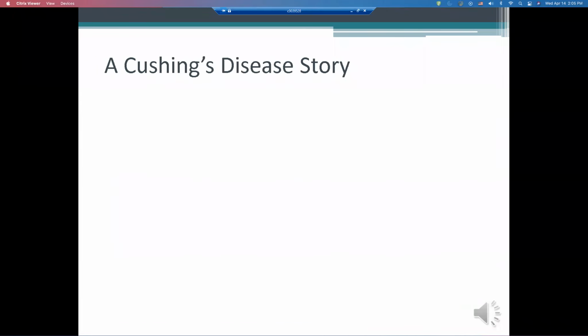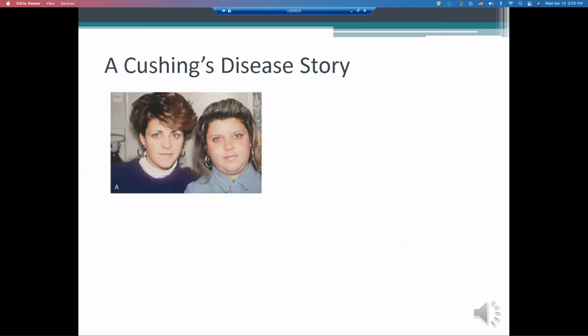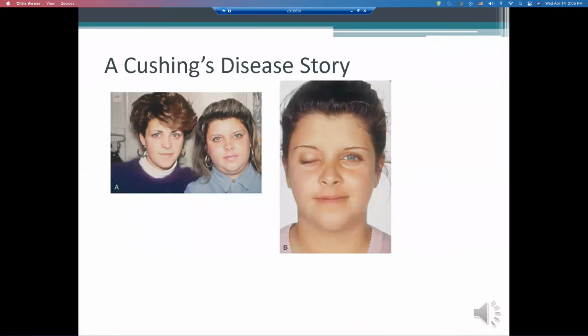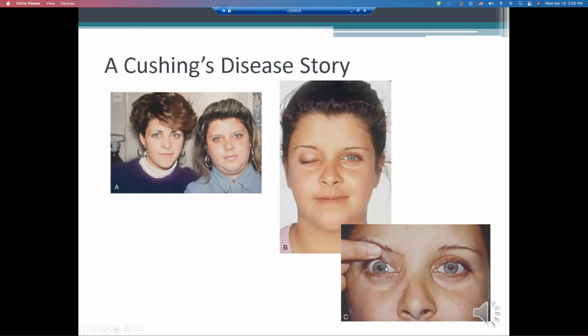I'm going to skip these slides. This is a quick story. Two twin sisters, one of them developed Cushing syndrome and she underwent surgery. Sorry, this patient actually underwent bilateral adrenalectomy. Many years down the line, she comes with this bronze skin discoloration and ptosis of the right eyelid. And you can see mydriasis also, so that's Horner syndrome.